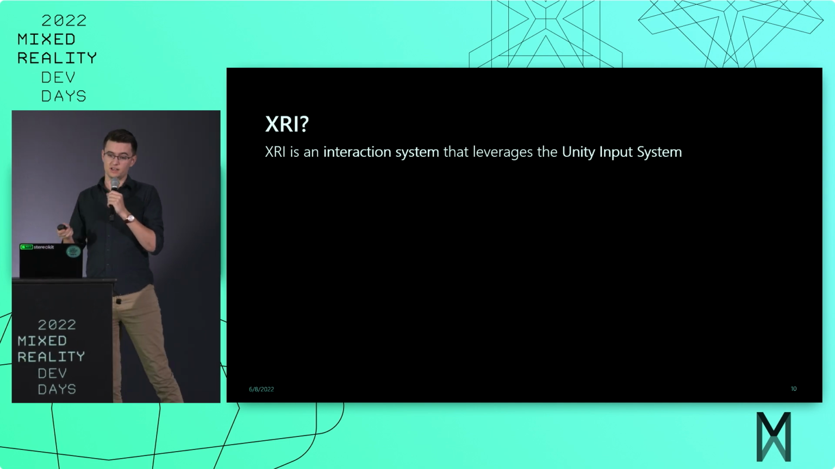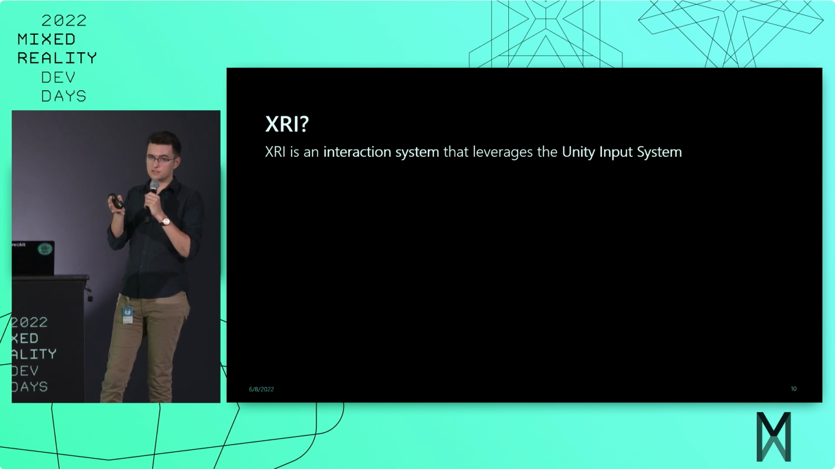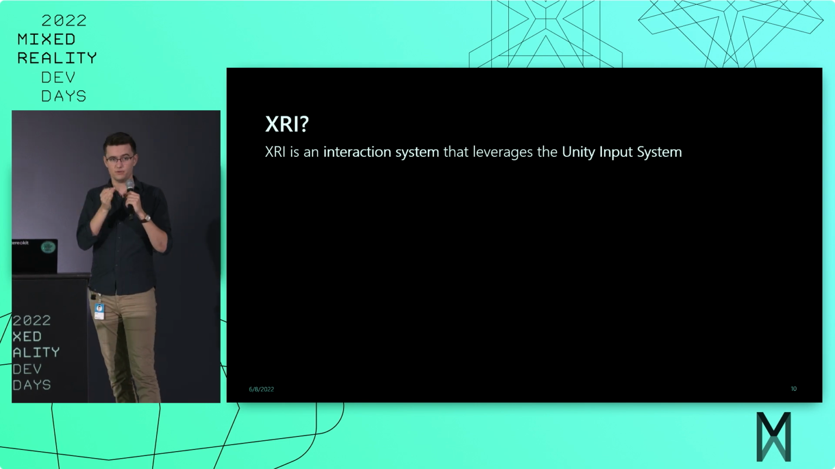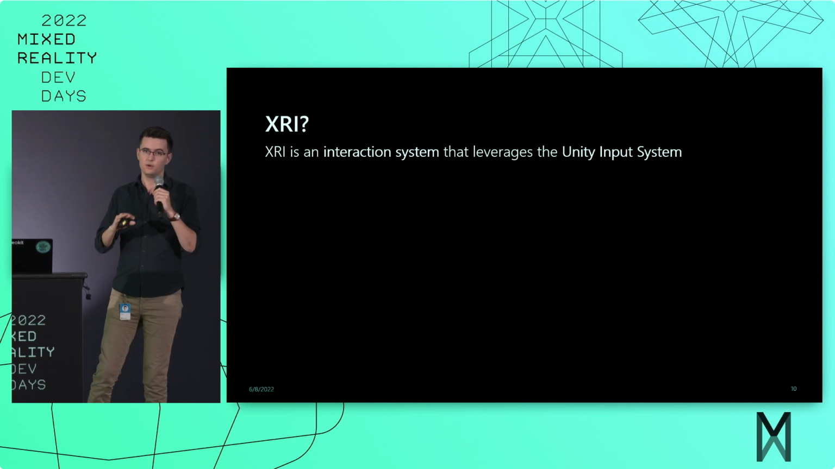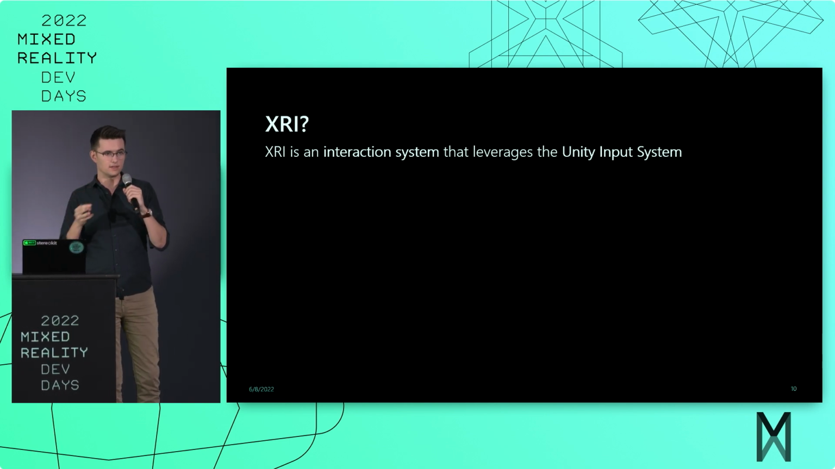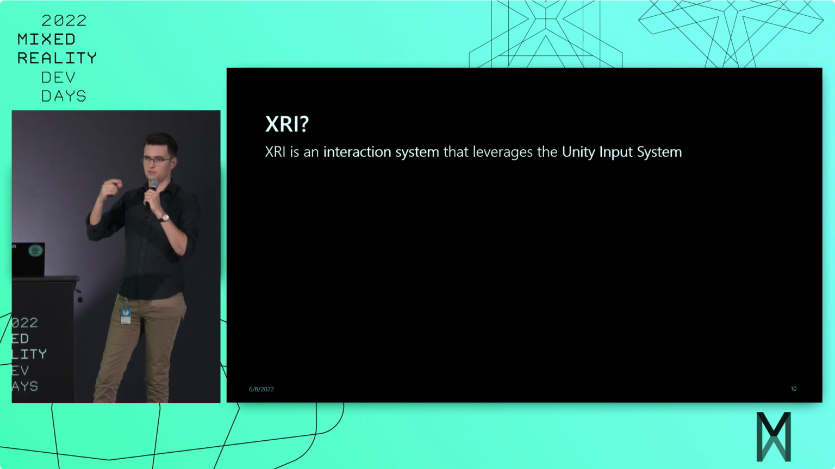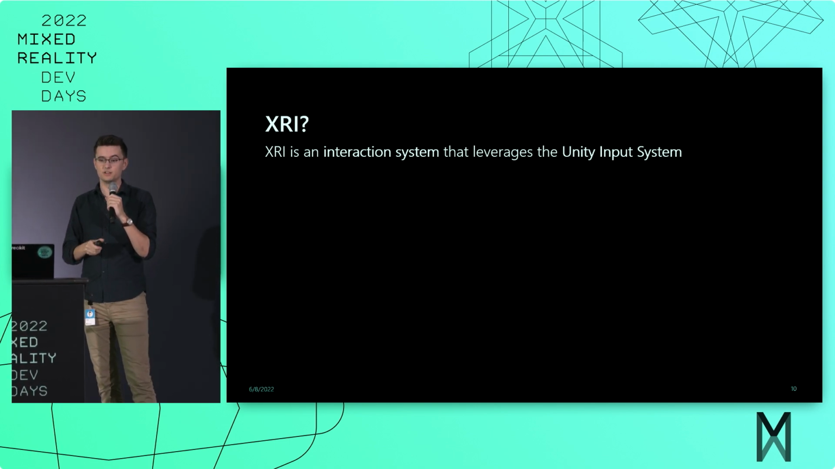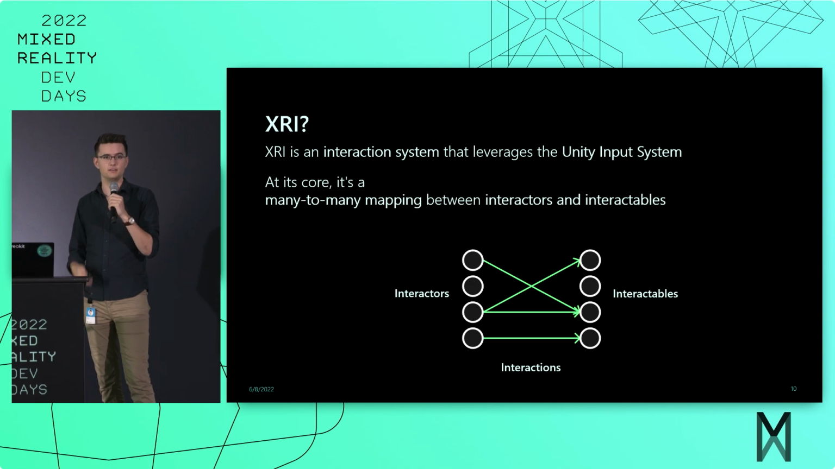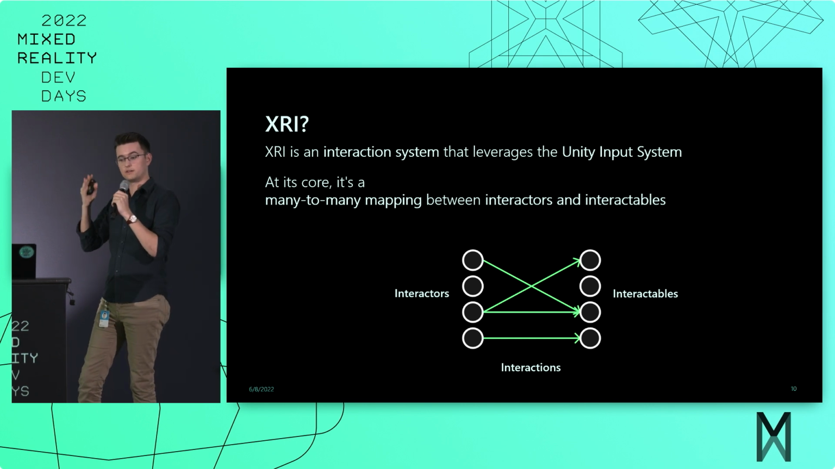What exactly is XRI under the hood? There's a distinction between the interaction system and the input system, because we're using the Unity input system for our input, which means actually getting things like the positions of the controllers or the hands or where your hand joints are or where your head is. That's the input system side. And that also handles things like what's the grip action, the click action, the trigger, whatever. But the interaction system is a many-to-many mapping between a set of interactors and interactables.